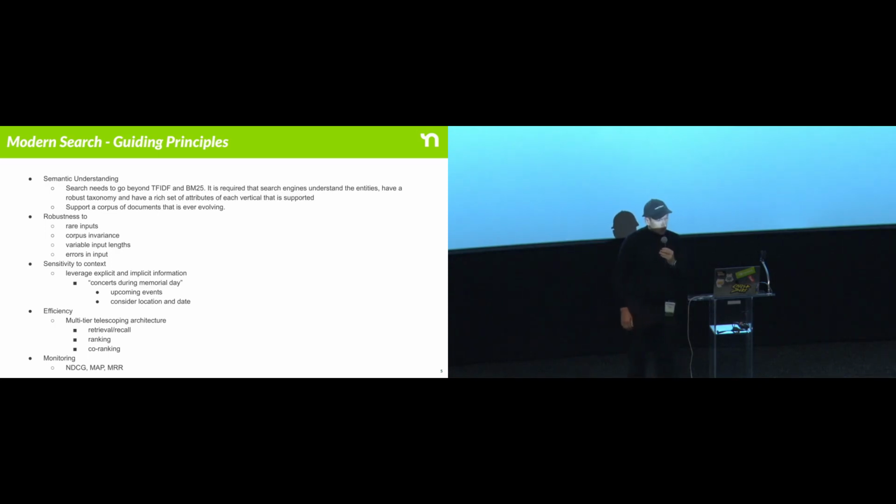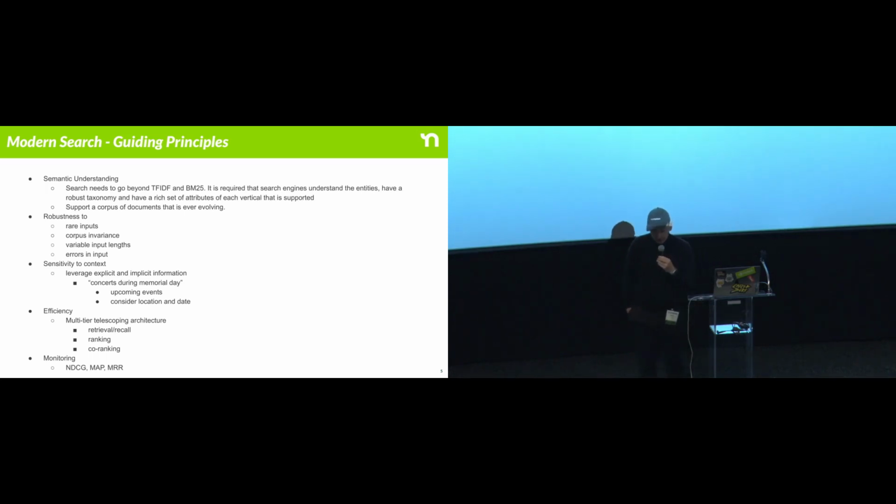So first of all, we need to go beyond TF-IDF and BM25. Our search needs to be semantic. We need to understand our entities. We need to have robust taxonomy. And we need to have rich attributes that are powering each of the verticals that we currently support. And also, search needs to be robust. It needs to be robust to rare inputs. We should not be dealing with out-of-vocabulary words. There should be a way to overcome rare words or words we haven't seen before.